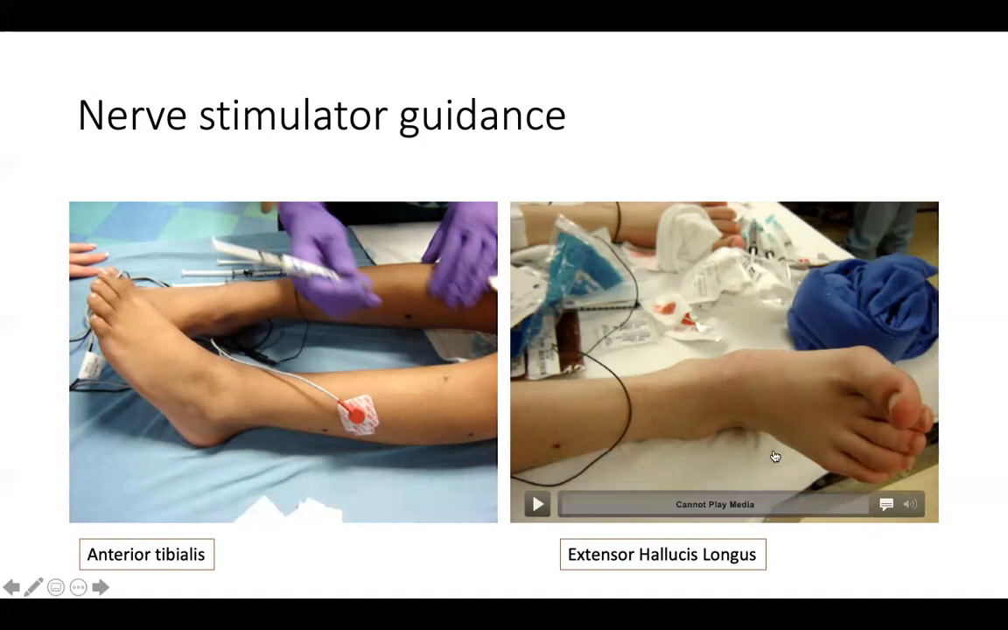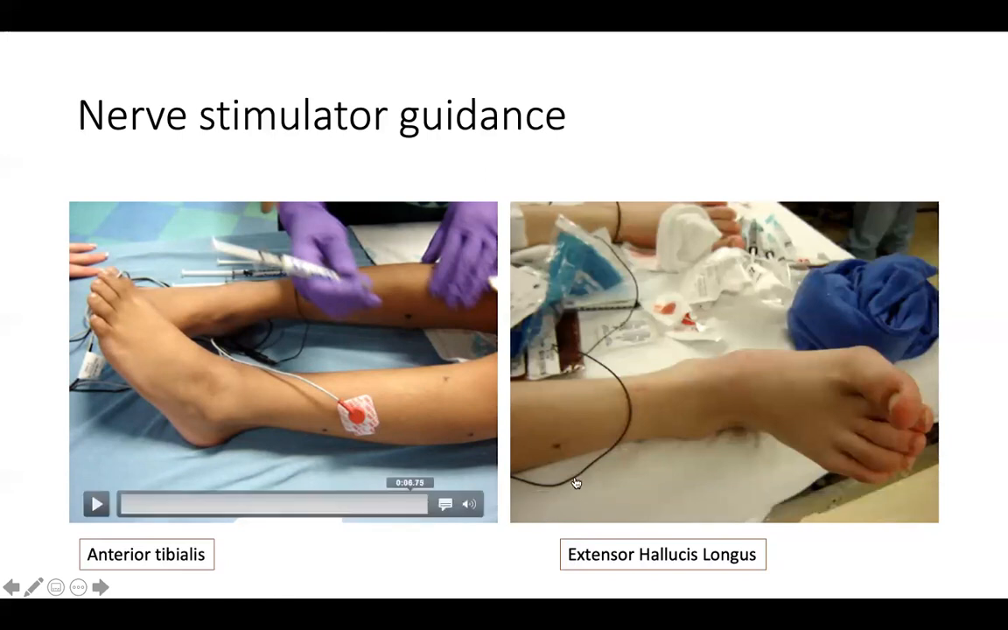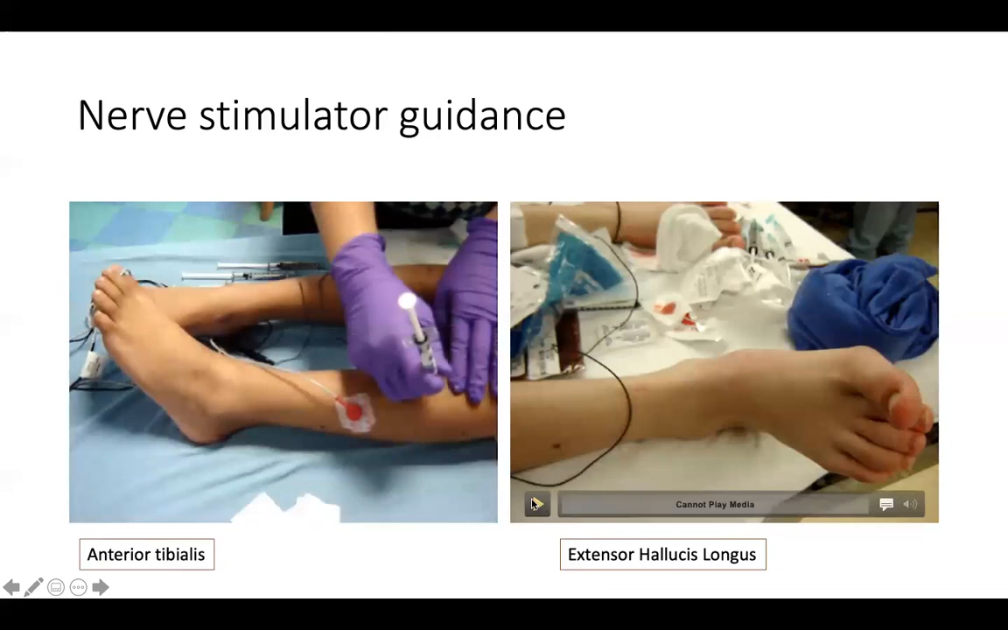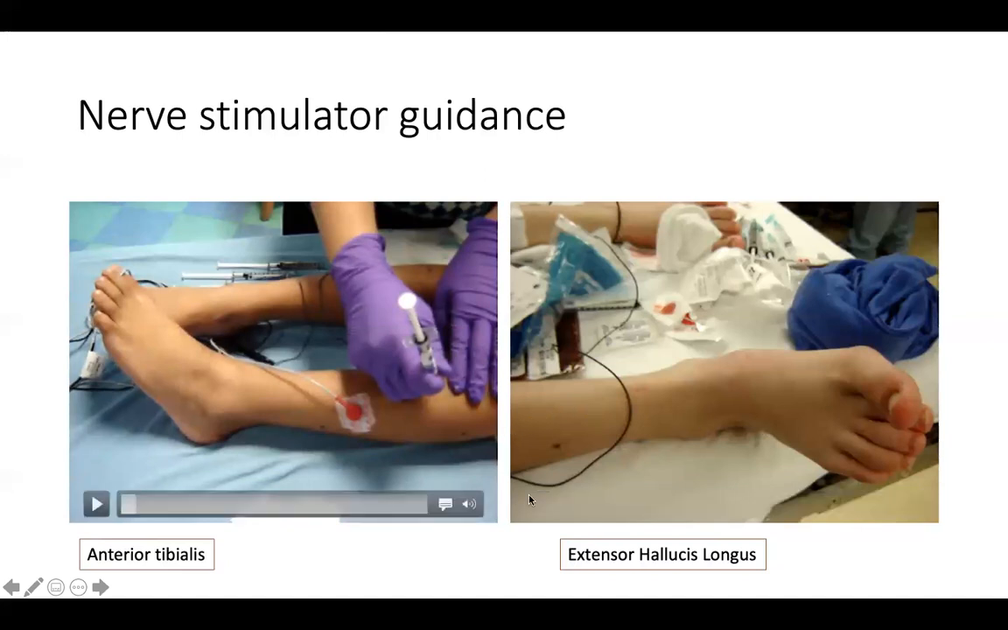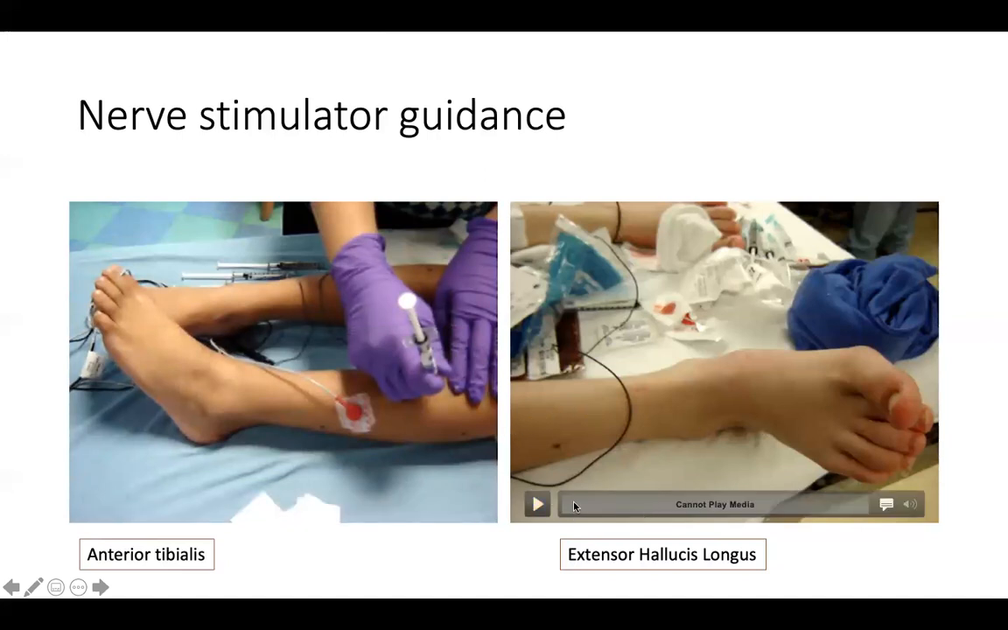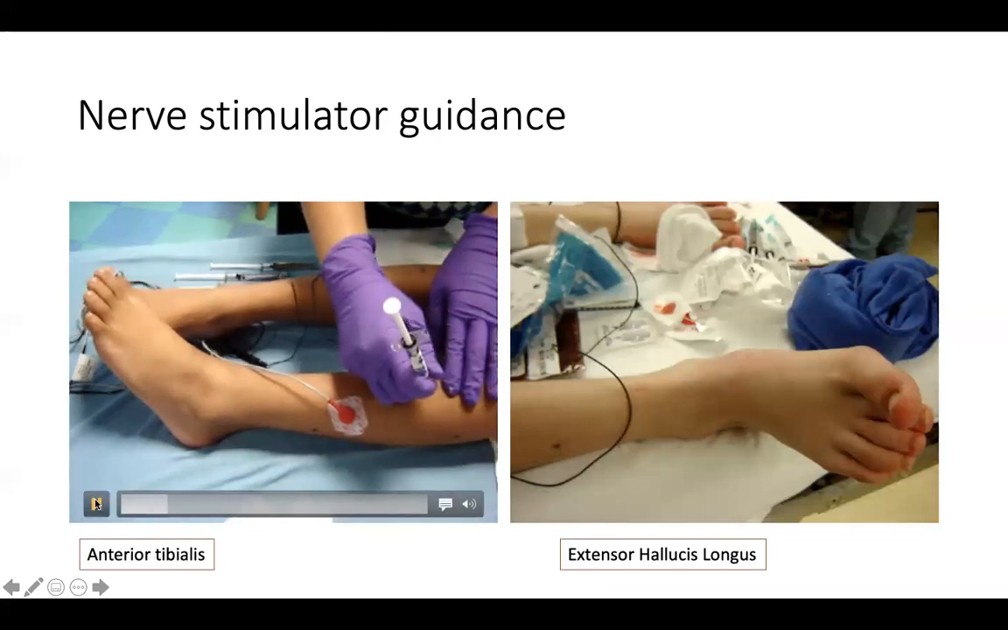And then this is the extensor hallucis longus. The motor point is going to be in the middle, about next to the anterior tibialis. Well, sometimes it works, sometimes it doesn't work. Let me go back and then come back. Interesting, this time it's not working. But when I put the needle in, it was working, but anyway, I'm sorry.